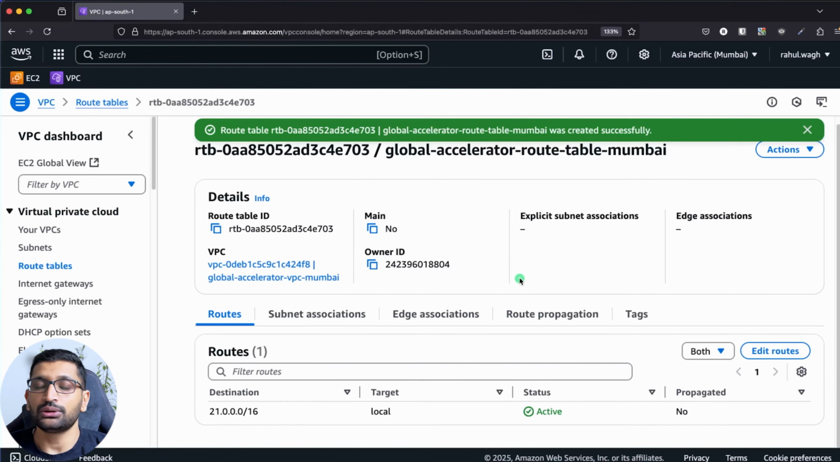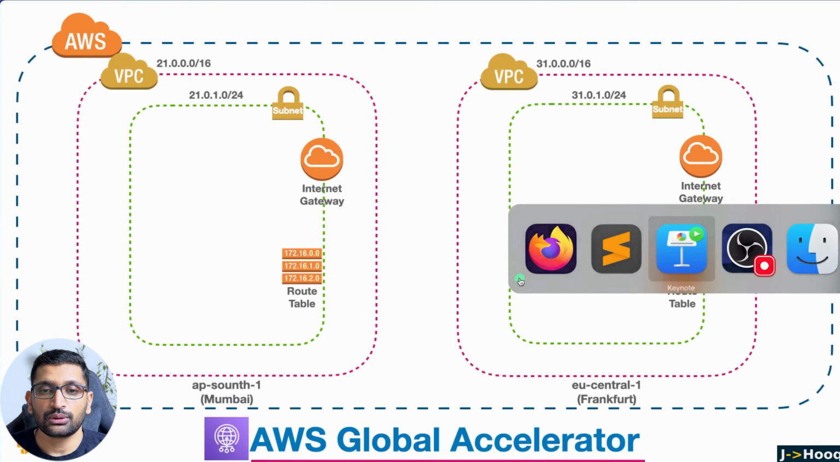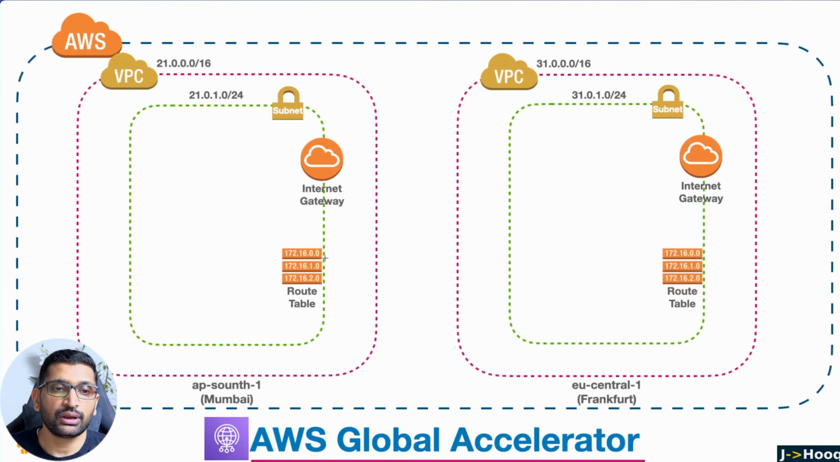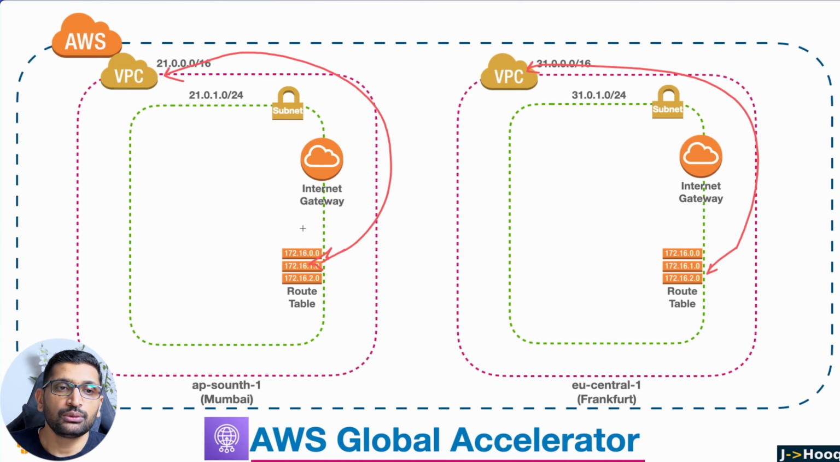The next thing we need to do is create the routes for both route tables. If you take a look at this particular diagram, we have created this route table, and we have done the route table association with the VPC in both regions. But now we need to define the route, which includes source, destination, as well as internet gateway. So let me show you how you can do that.